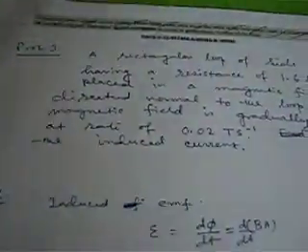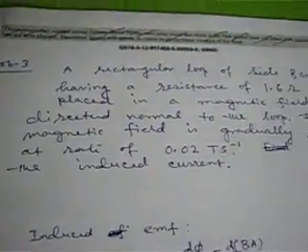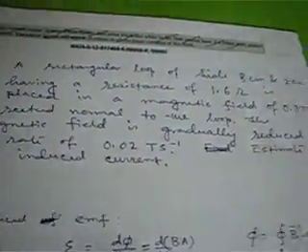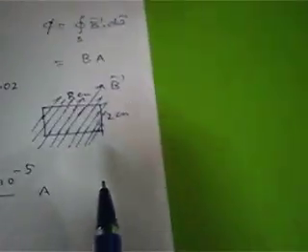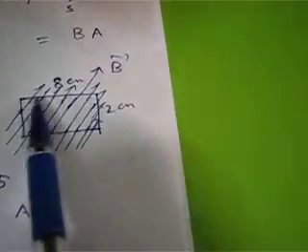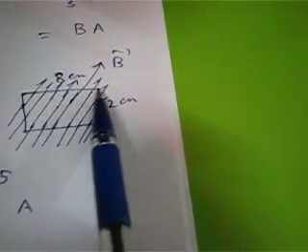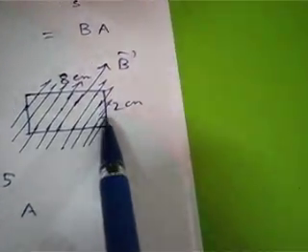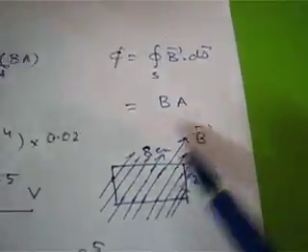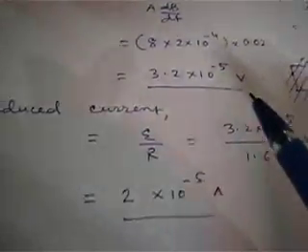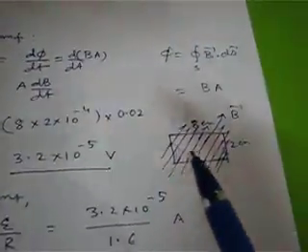Now consider the third problem. A rectangular loop of each side. This is a rectangular loop. This side is 8 centimeter in length, and this is 2 centimeter in length. It is placed in the external magnetic field B. The value of B is given. You have to calculate the induced current.